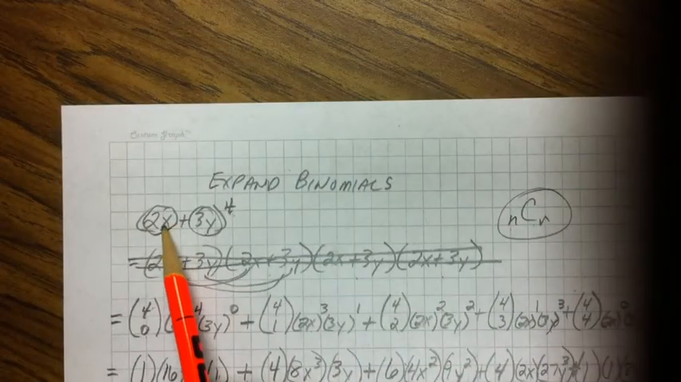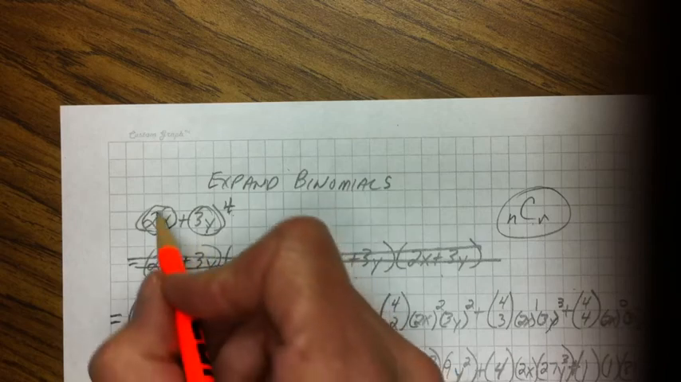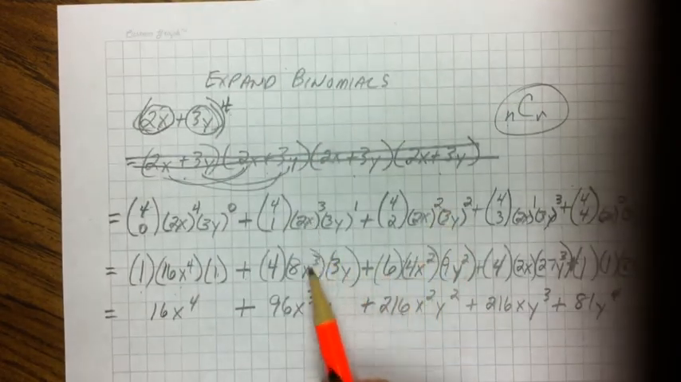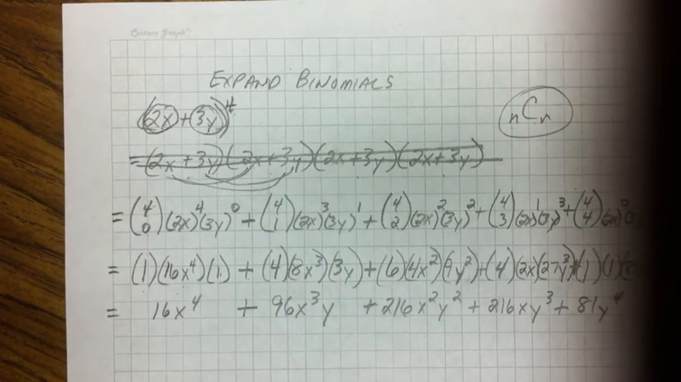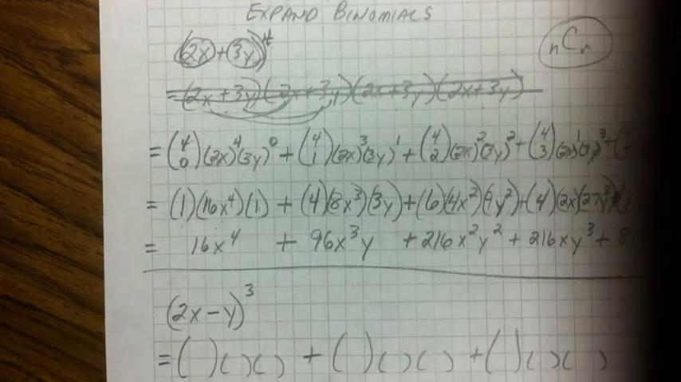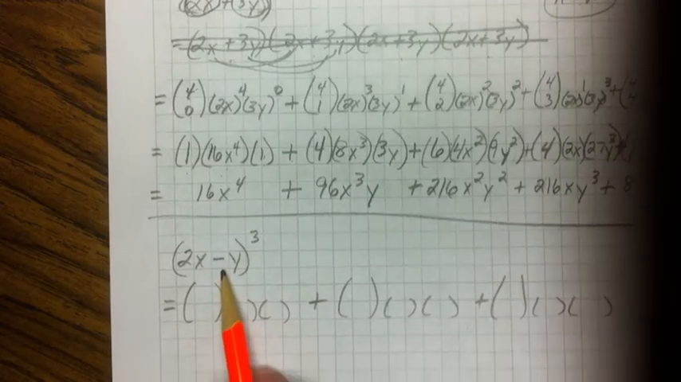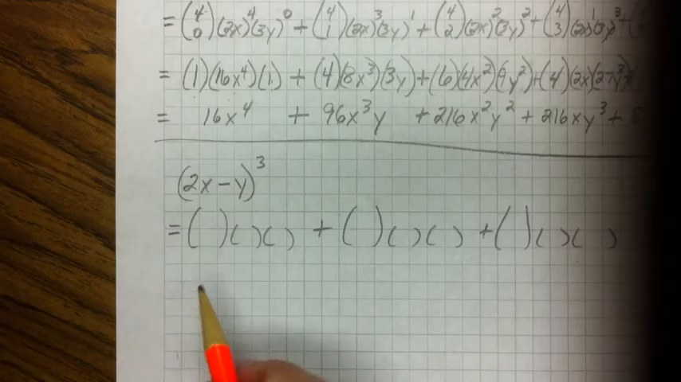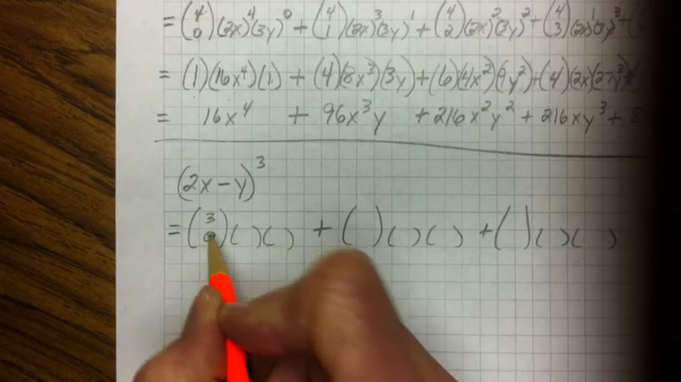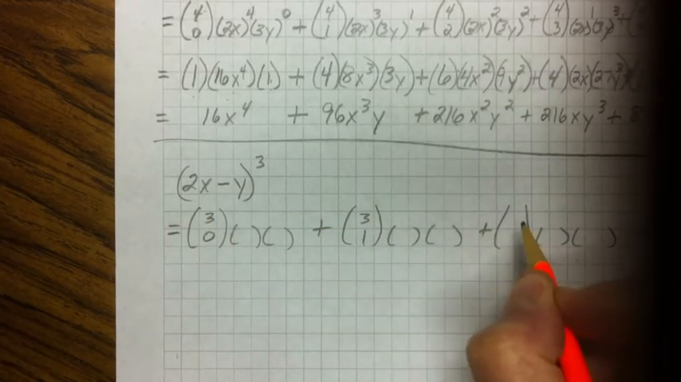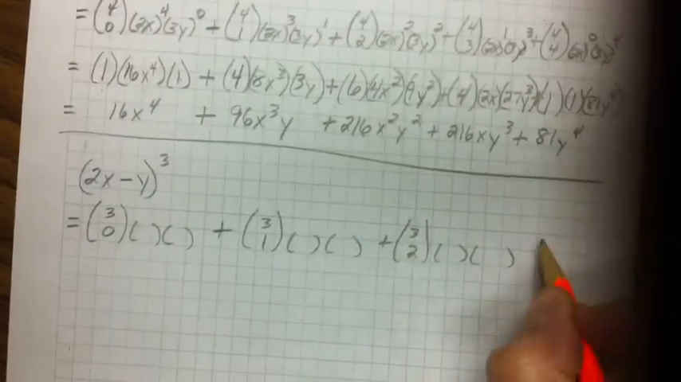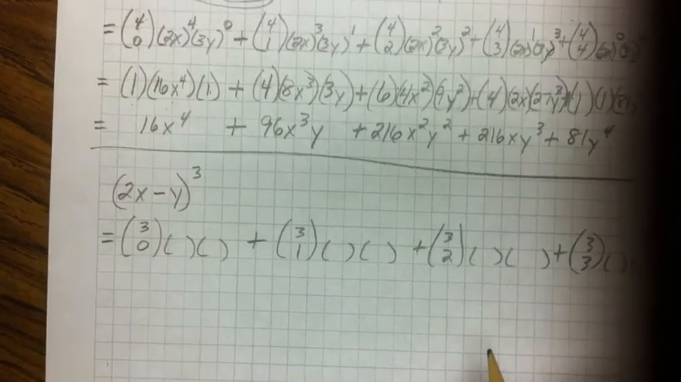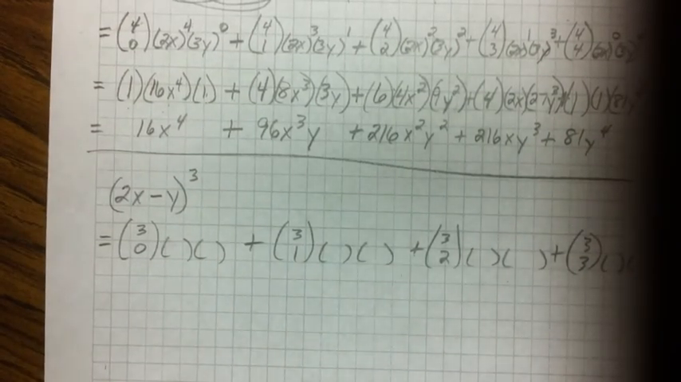We've raised 2x plus 3y, that group, to the fourth power without doing a whole page of work. Really, we only had to do 1, 2, 3 lines of work using this technique. All right, now I want to do one more and just show you what happens when there's a minus involved. So we're raising this group, 2x minus y, to the third power. That means our binomial coefficient starts with 3 over 0, 3 over 1, 3 over 2, whoops, and I left off 1 here, and 3 over 3. So we're going to have that many terms.